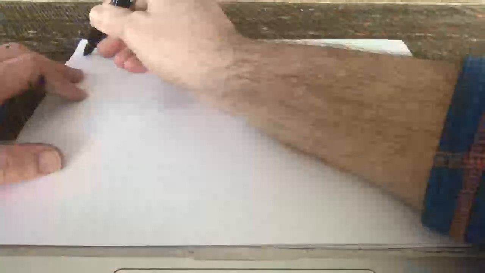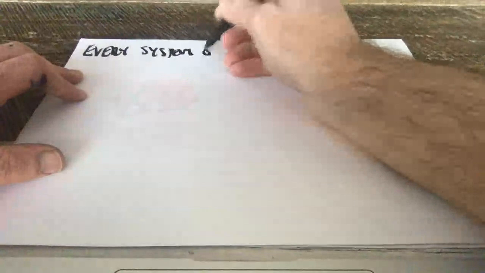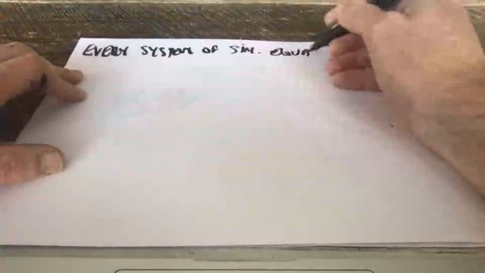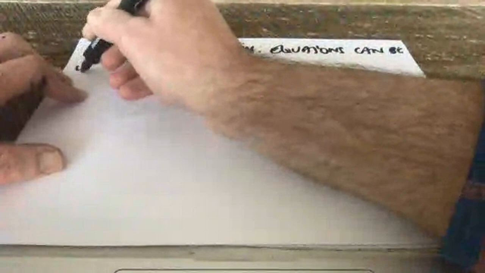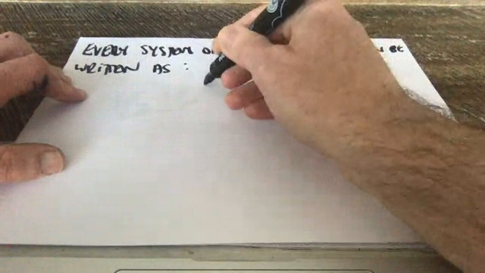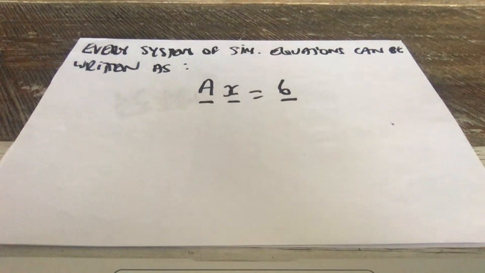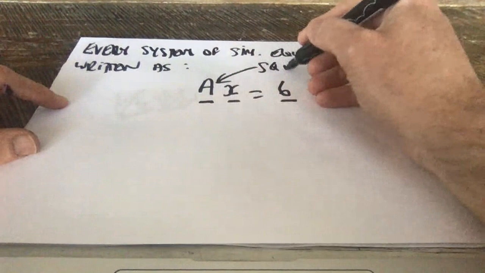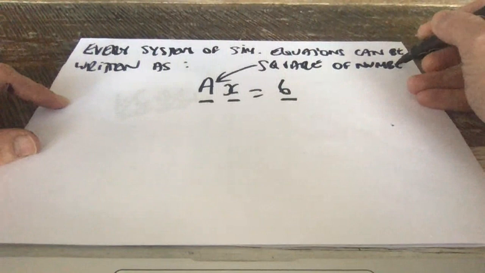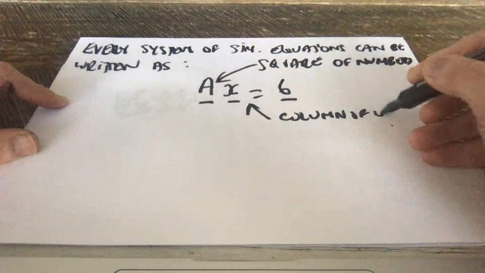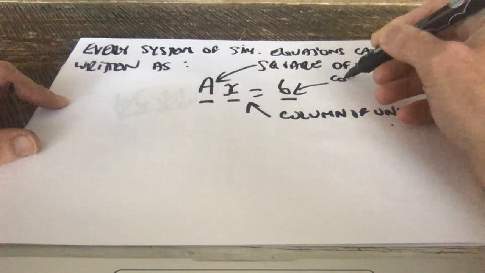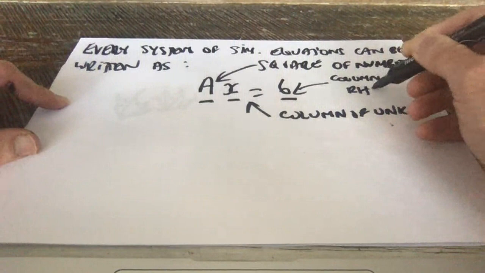Now, every system of simultaneous equations can be written as AX is equal to B. If you look back here, A is the square matrix. It's the square of the numbers multiplying the X's, Y's, and Z's. X is the column of unknowns. And B is your column of right-hand sides, okay?